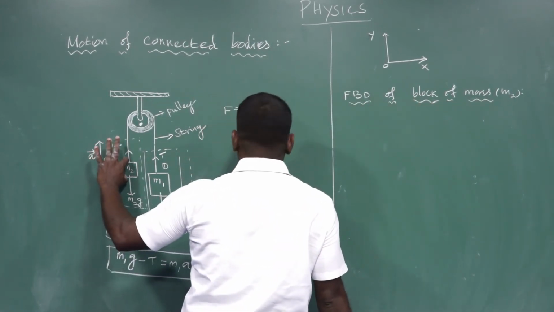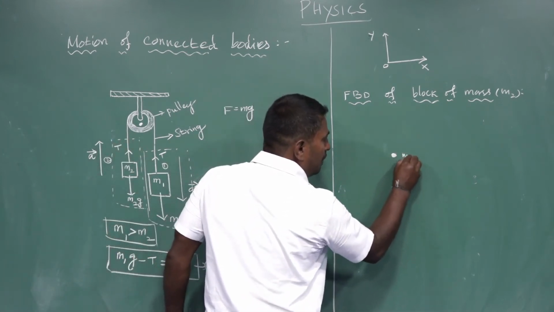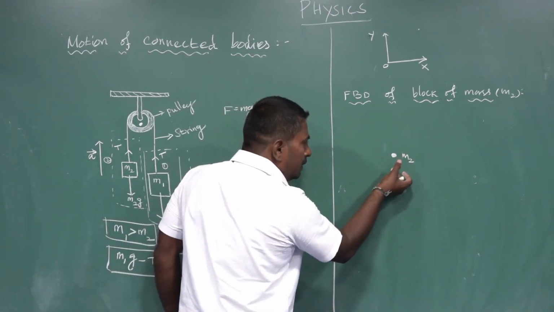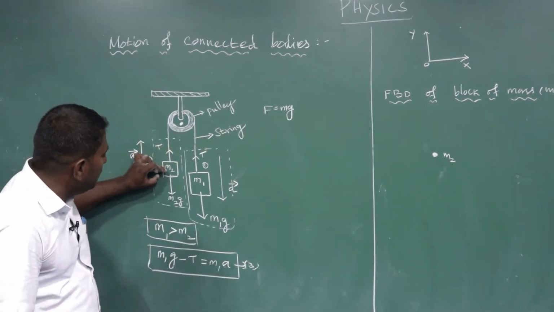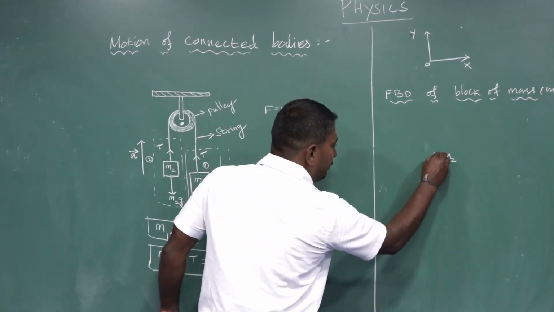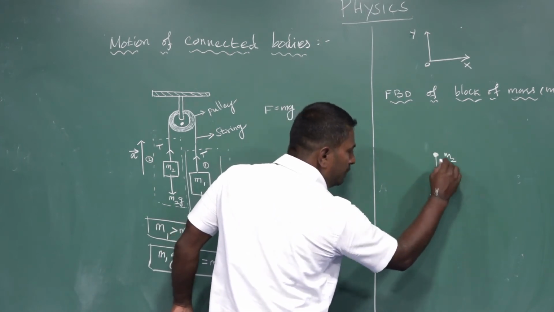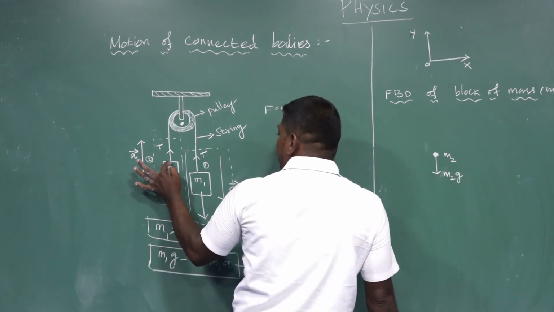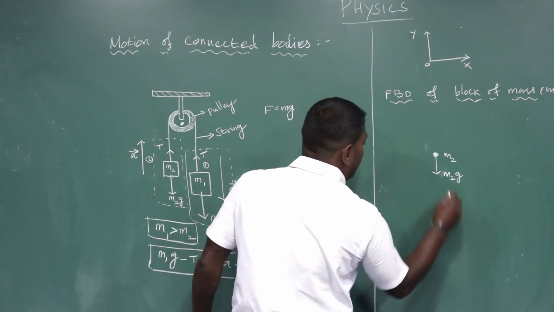So, block of mass M2 is treated as a point mass in the free body diagram. Then, draw the forces. What kind of force is experienced by the block of mass M2? First one, gravitational force experienced by the block of mass M2 is in the vertically downward direction, M2 into G. Then tension in the string acting on the block of mass M2 is in the vertically upward direction.